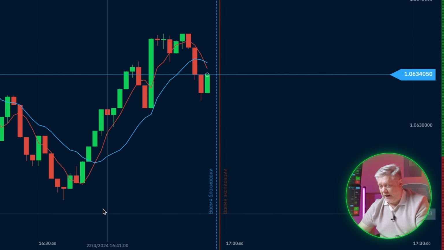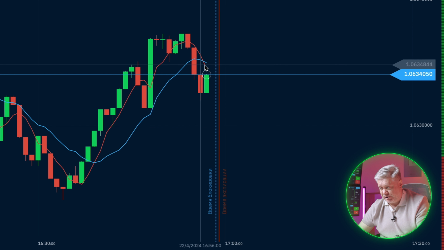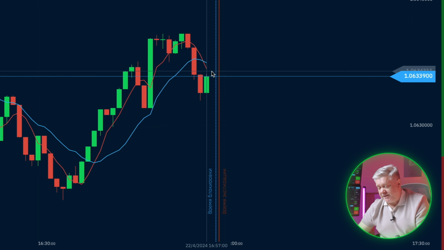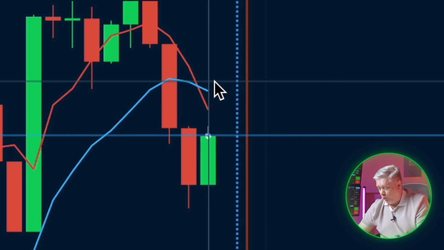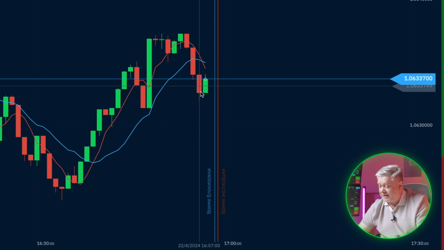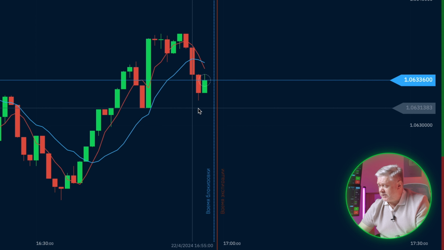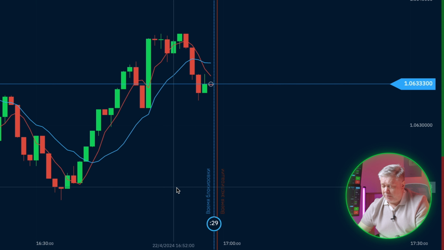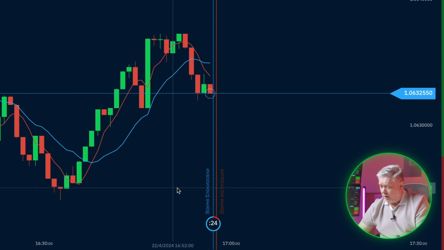If it does not break above the moving averages and does not cross above this intersection, then probably we can expect it to fall to this local minimum at 1.0630, or even to return to the support level at 1.0625. If you pay attention, you will see what is actually happening.